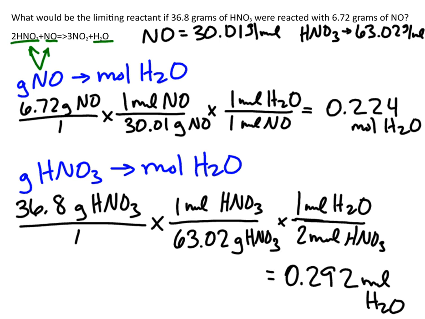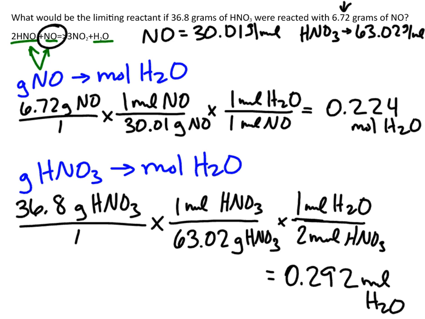Well, as it turns out, I'm able to make more water with that amount of nitric acid. But the thing is, if I had that amount of nitric acid, I would run out of the other reactant. I can't make that much. This amount of nitric acid right here can only make 0.224 moles of water. It cannot make more than that.